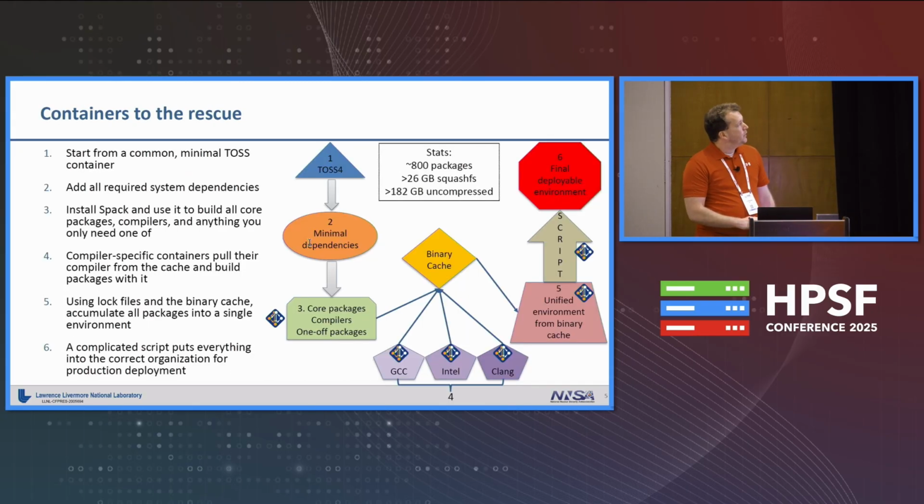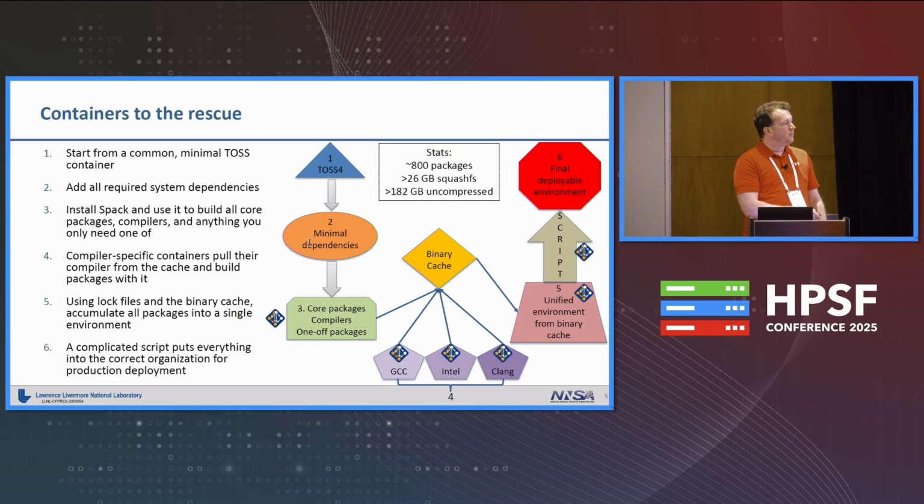So here's a bit of an outline of what our workflow looks like. We're running TOS4 on all of our systems, so I have a base TOS4 container. I add those minimal dependencies so we explicitly know what we're using. We then have a container that we have Spack in that builds all the core packages, like Git, CMake, Python, all the compilers, all the things that can be built by that one central compiler. And then we push that to the binary cache.